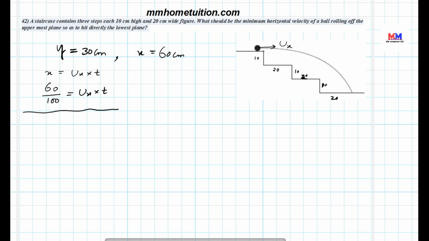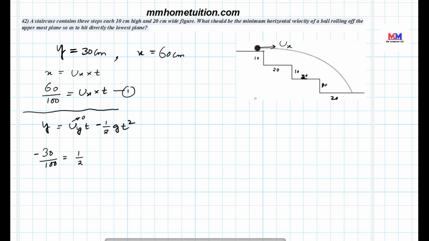So y equals how much? Y equals uy t minus half g t square. Y equals 30 centimeter, 30 by 100. Uy equals 0. So this is half g t square, and since it is below the reference line, this is negative.